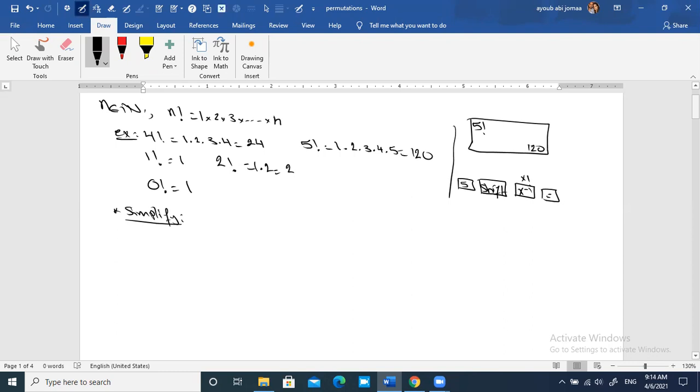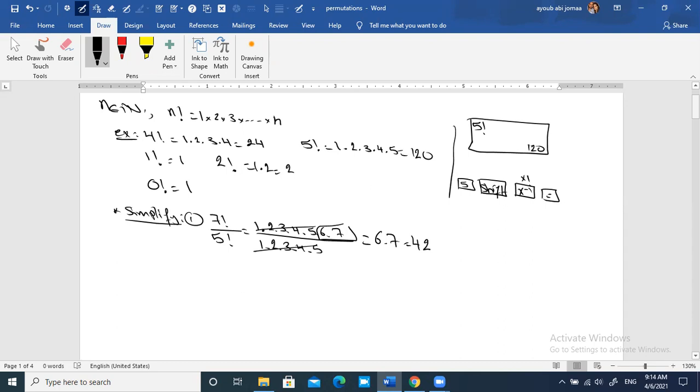Okay, right. How to simplify? For example, 7 factorial over 5 factorial. 7 factorial is the product from 1 to 7: 1, 2, 3, 4, 5, 6, 7, over 5 factorial: 1, 2, 3, 4, 5. Simplify the product from 1 to 5 with the product from 1 to 5. Then the answer is 6 times 7, which is equal to 42.